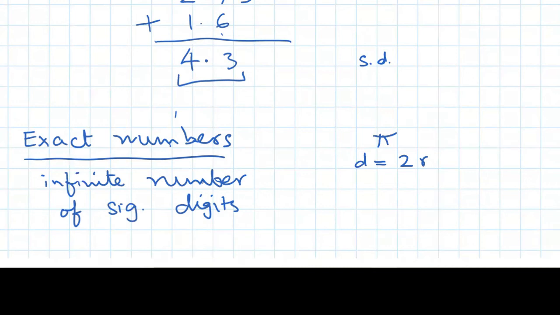Pi is an exact number. It's the ratio of the circumference to the diameter, and you can find as many digits as you want. Of course, we cannot find all the digits because that will take forever, but it is an exact number. So exact numbers are not measurements. When you measure, there will be uncertainty.